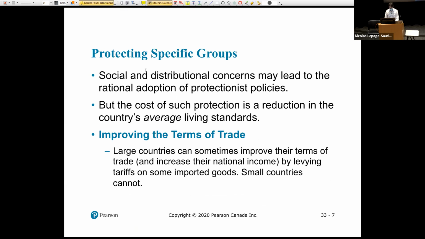Protecting specific groups: social and distributional concerns may lead to the rational adoption of protectionist policies. But the cost of such protection is a reduction in the country's average living standard. So if you want to help the workers there, then yes, but it's going to, yeah. So here the tacit goal is workers.